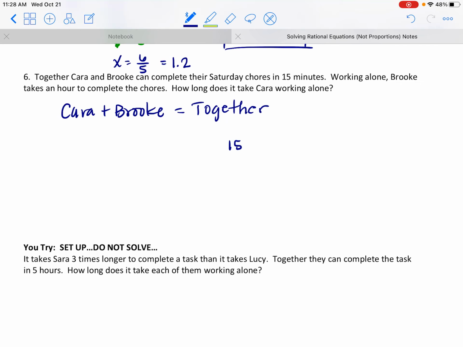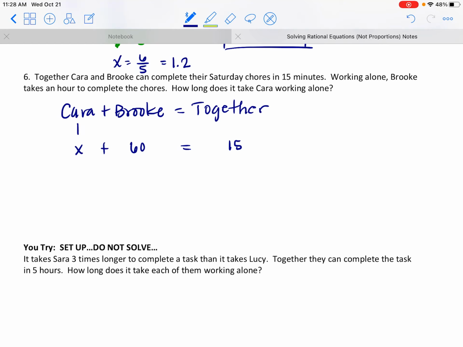It says working alone, Brooke takes an hour. Now be careful, I don't want to put an hour here if I've put minutes here, because now I have two different units. So I'm going to make that 1 hour 60 minutes. So 60 minutes here for Brooke. And then it says, how long does it take Kara working alone? I don't know. I'm going to put an x there for Kara. Now this equation wouldn't make any sense because I would get a negative answer if I solved, but remember, we want to convert these amounts to rates.